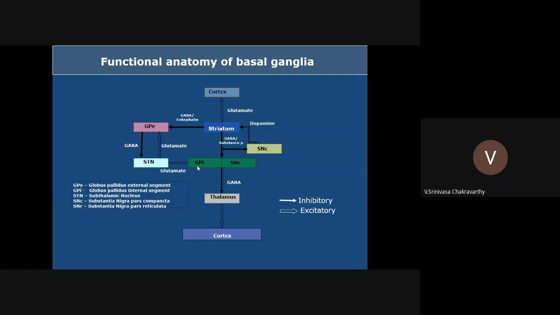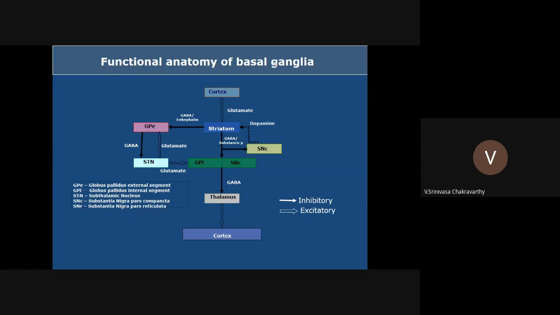So the output ports are GPI and SNR. There are two output ports. There's a short pathway connecting the striatum and the GPI/SNR, and there's a longer pathway that goes from striatum to GPE to STN to GPI. This shorter pathway is called the direct pathway, and the longer pathway going from striatum to GPE to STN to GPI is called the indirect pathway.